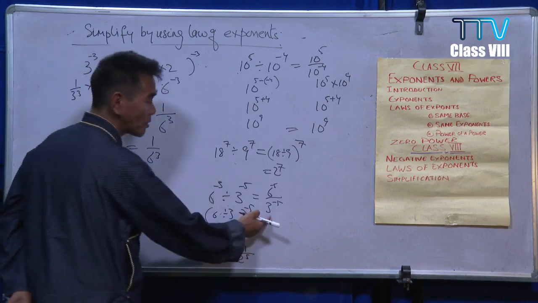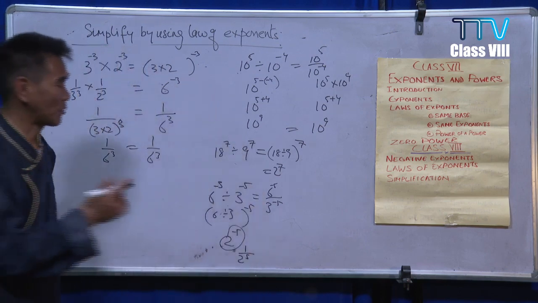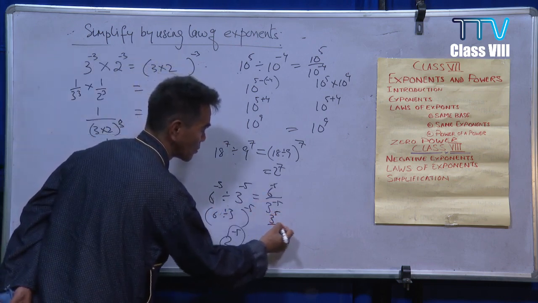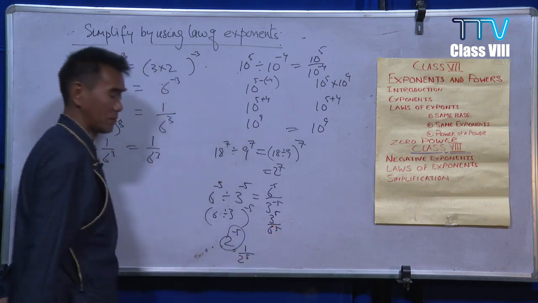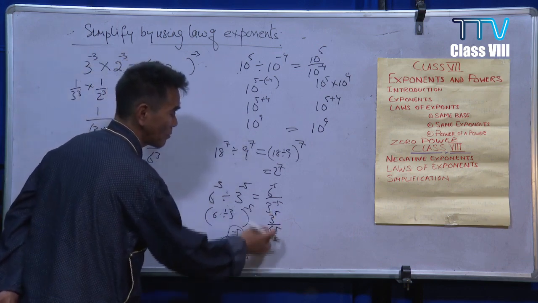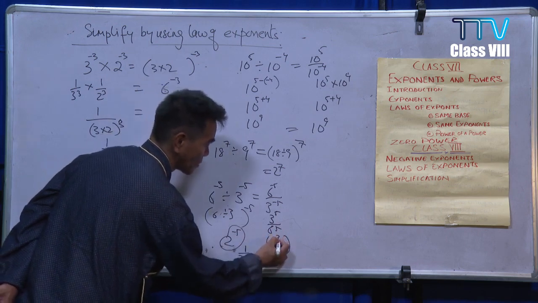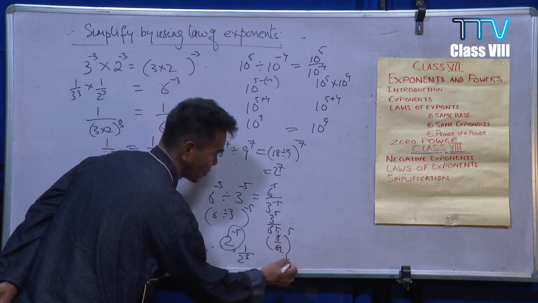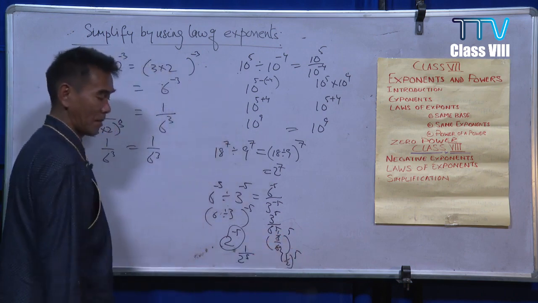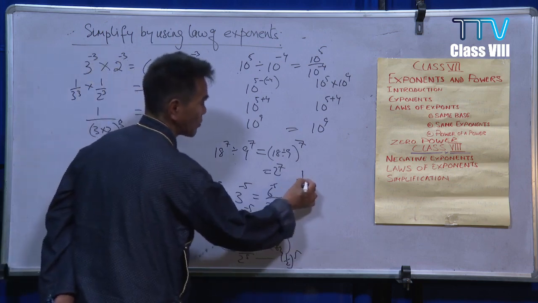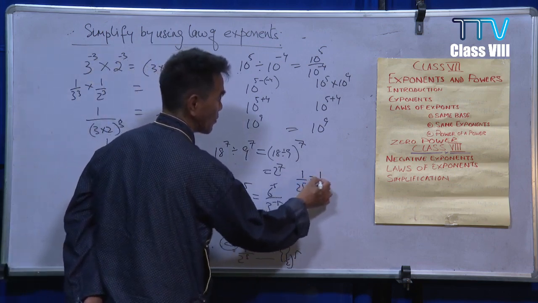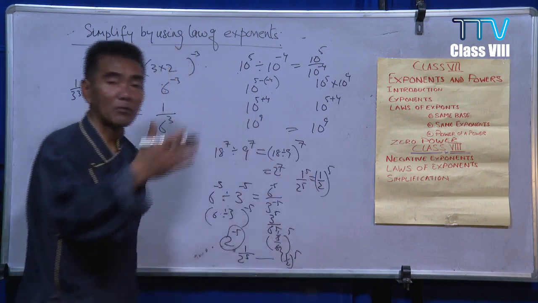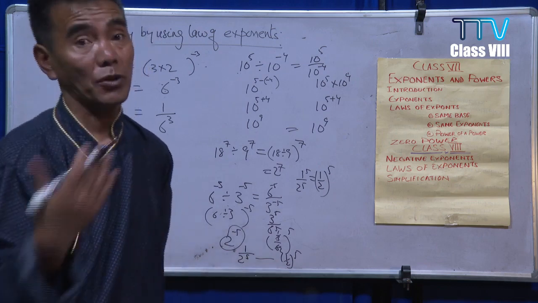The power changes: negative becomes positive. The division goes to the bases, common power, divide. So 1 upon 2 raised to power 5. 1 upon 2 in bracket raised to power 5. 1 raised to power 5 is 1 multiplied by 1 multiplied by 1 multiplied by 1 multiplied by 1, and the product will be 1.